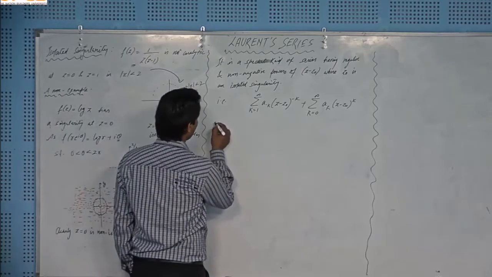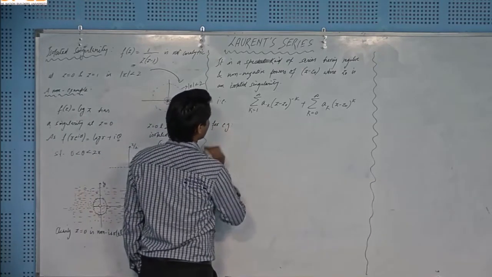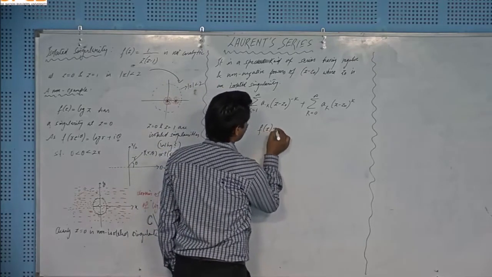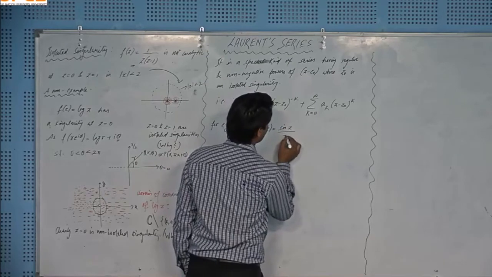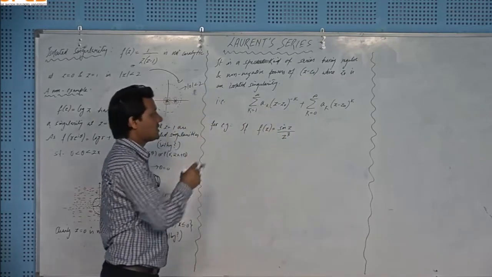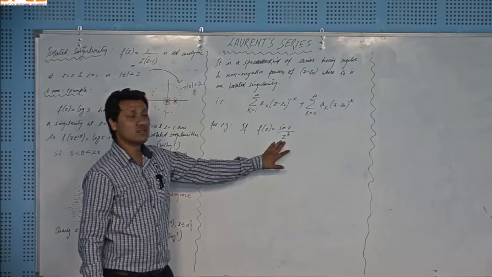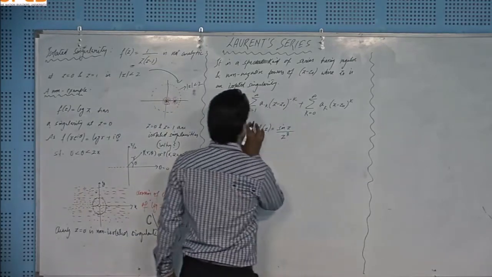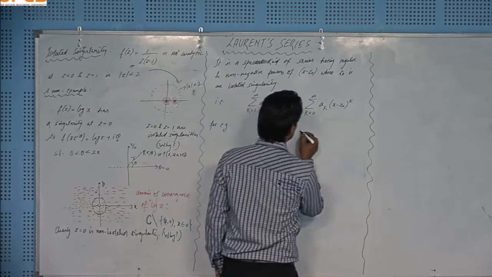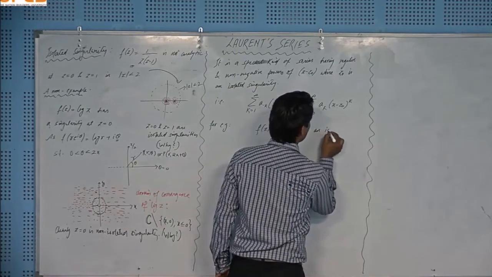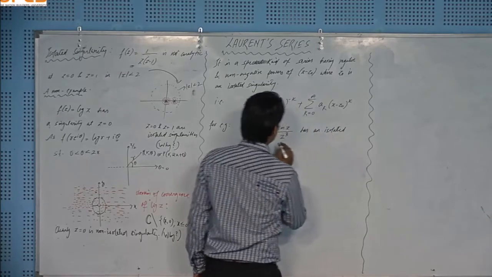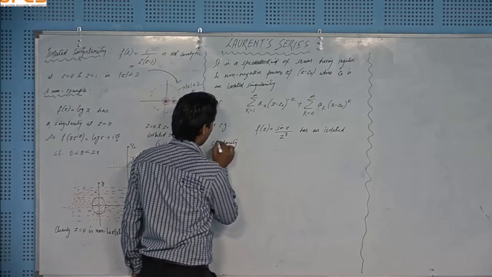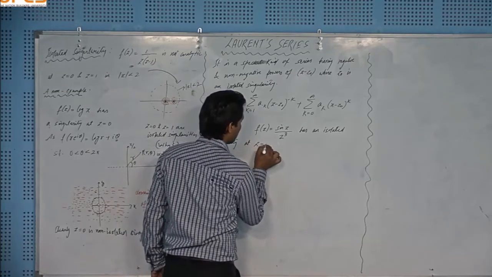For example, I should start with a small example. Let a function be f(z) equal to sin z over z cube, right? You can see that this function has an isolated singularity at z equal to 0.